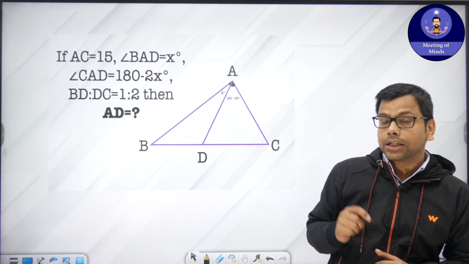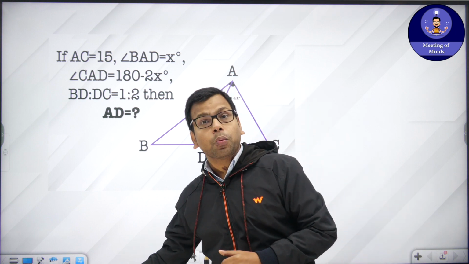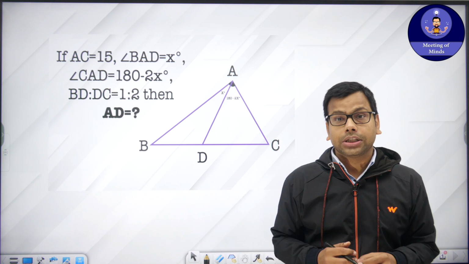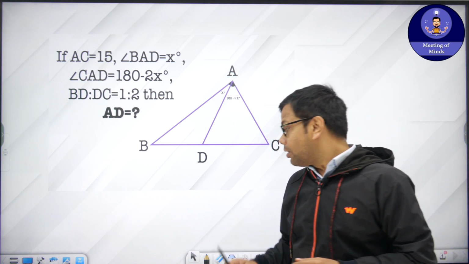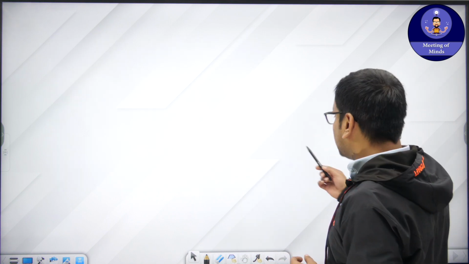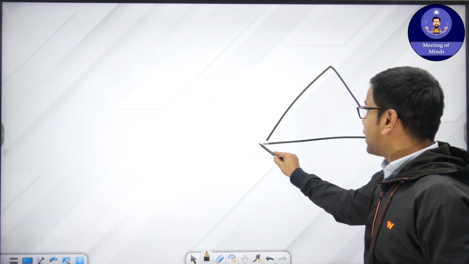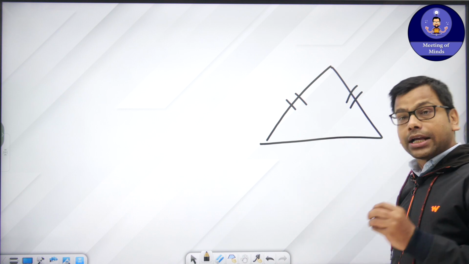First of all, we'll discuss the concept. It has two concepts. One is the similarity, or Thales theorem, and the other one is the isosceles triangle. Start with the basic concept of the isosceles triangle. So our first concept is quite simple. If we have an isosceles triangle, how can we say it is isosceles?